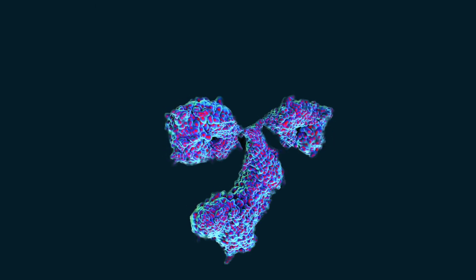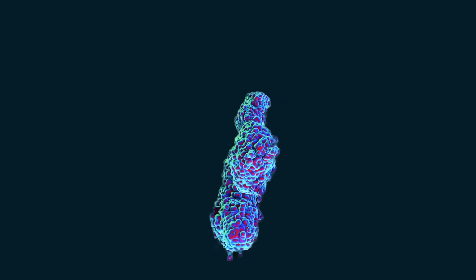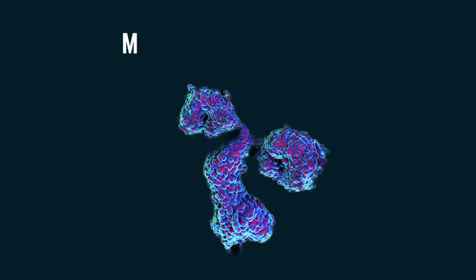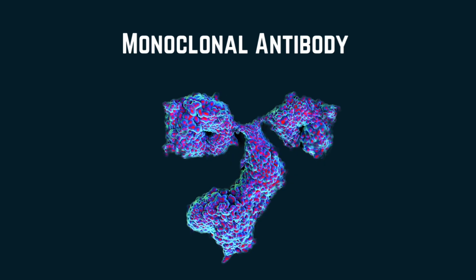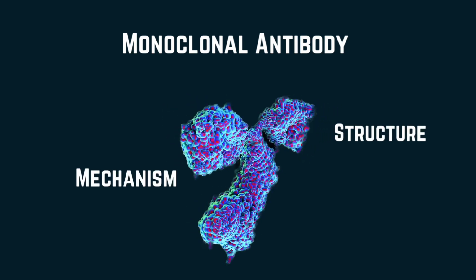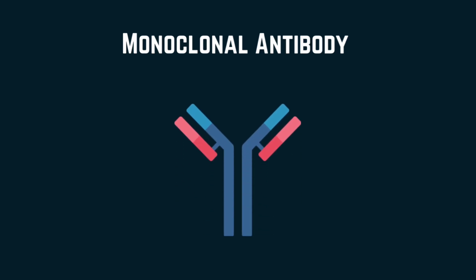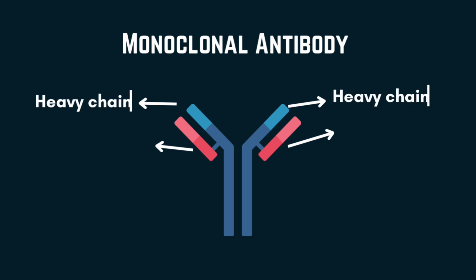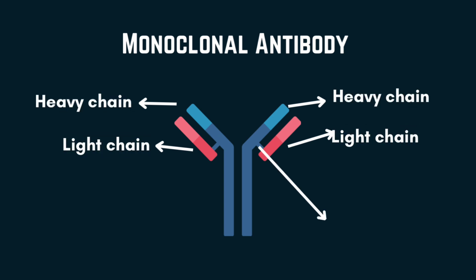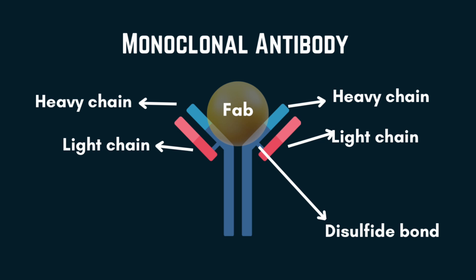Before explaining the complex structures and unique mechanisms of bispecific and trispecific antibodies, it's essential to first understand their precursor, the monoclonal antibody, its structure and mechanism, then build from there to the advancing antibodies. A monoclonal antibody is a Y-shaped glycoprotein composed of 4 polypeptide chains, 2 heavy chains and 2 light chains held together by disulfide bonds. The key regions on the antibody structure are: 1. The Fab, fragment antigen binding, which represents the antibody binding site. 2. The Fc, fragment crystallizable, which interacts with immune cells to trigger an immune response.